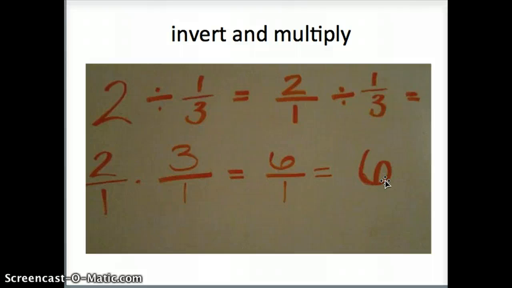So to show that in an illustration, it would look like this. You start with 2 pounds of ground beef, and you want to break those into sections of 1/3 pound. So you take 1/3 pound, 1/3 pound, 1/3 pound, and 1/3 pound 6 times. So you have 6 groups of 1/3 pound ground beef.